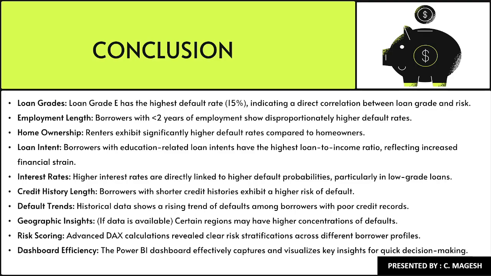The loan grades, higher grades E, F, G are significantly riskier. We should keep in mind that higher grades are E, F, G. Employment length, shorter tenure correlates with higher defaults. Loan intent, medical loans possess the greatest risk due to the financial strain. Credit history, both short and excessively long credit history show elevated risk.